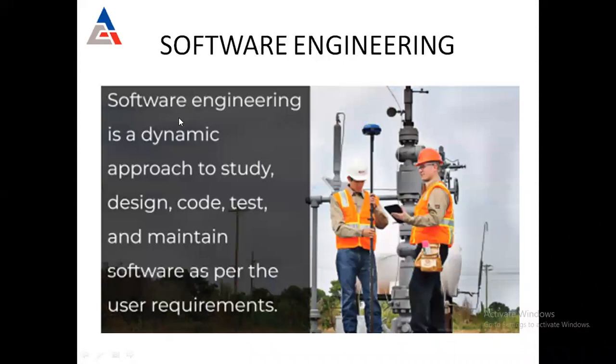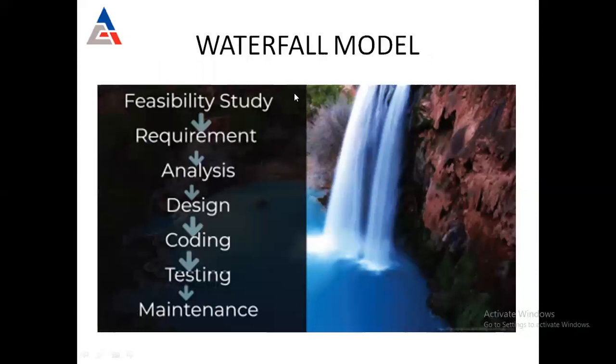And what is software engineering? Software engineering is a dynamic approach to study, design, code, test, and maintain software as per the user requirement. So this is what the waterfall model is. Various phases are there in the waterfall model. We start with the feasibility study, then we go for requirement analysis, then design, coding, testing, and maintenance. So this is how we go through the waterfall model.